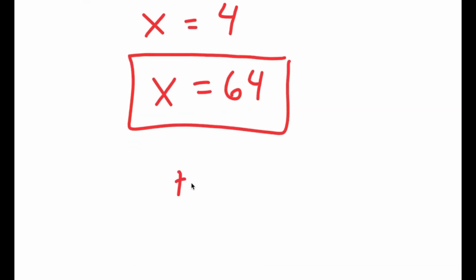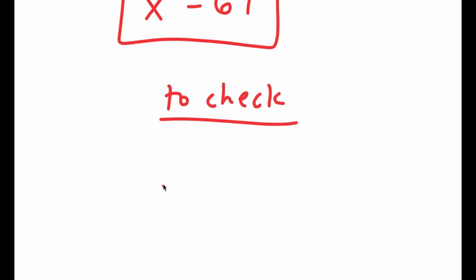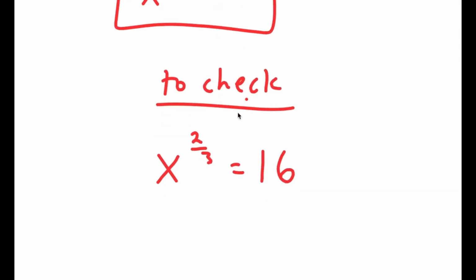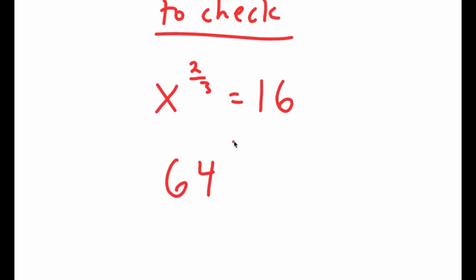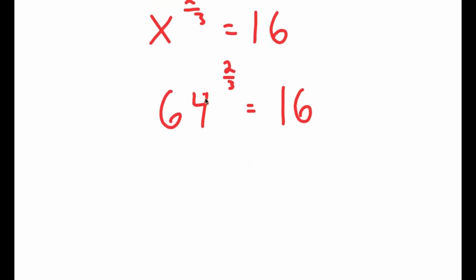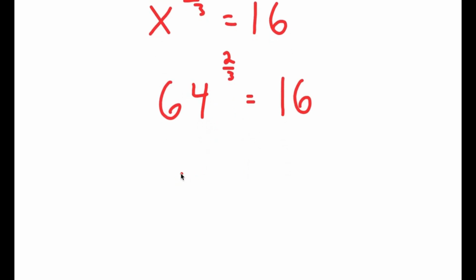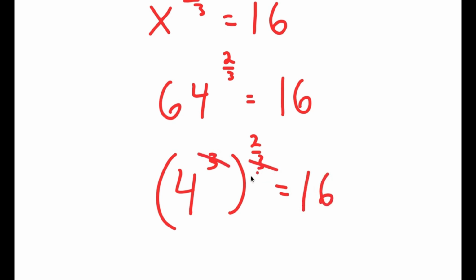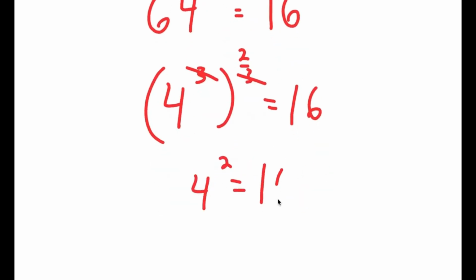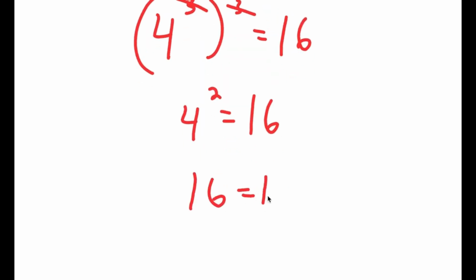Now, I'm going to check to see if this is right. So my original equation was x to the power of 2 over 3 is equal to 16, and x is 64, so I get 64 to the power of 2 over 3 is equal to 16. Now 64 is the same thing as 4 to the power of 3, so now I get 4 to the power of 3, to the power of 2 over 3, is equal to 16. Then these two cancel out, so I get 4 squared is equal to 16, and 4 squared is 16, so 16 is equal to 16.